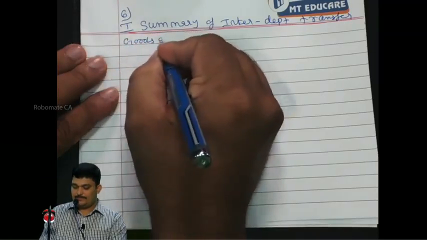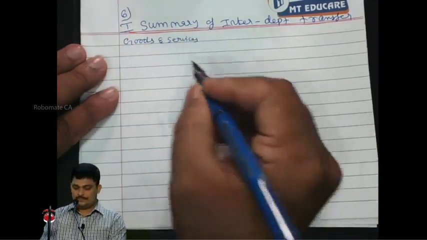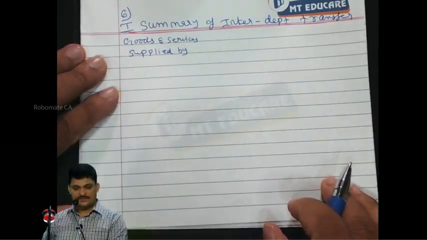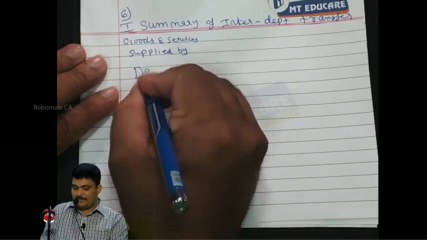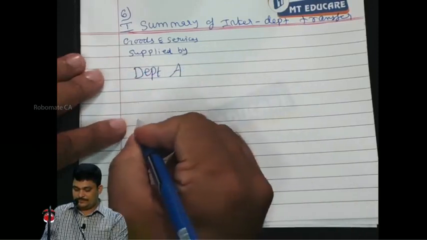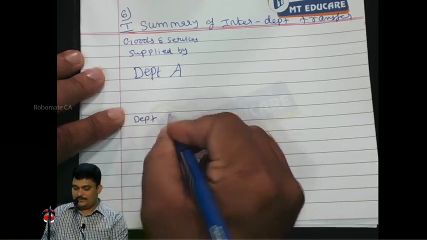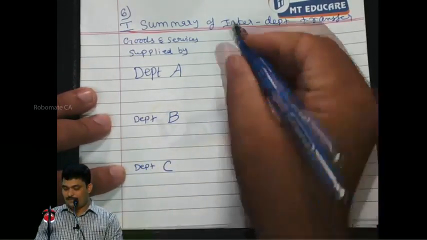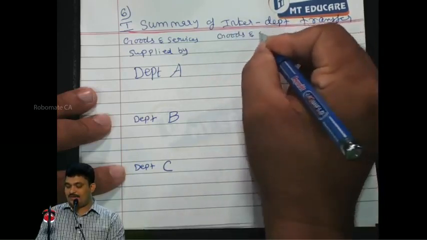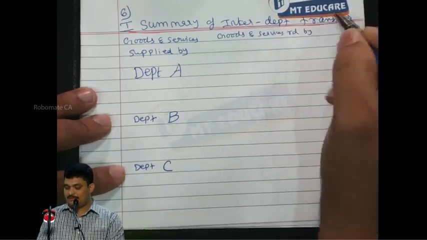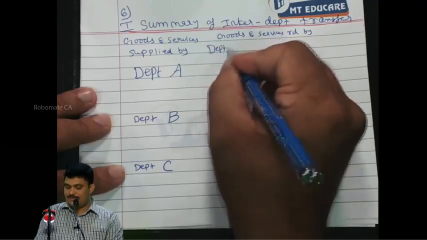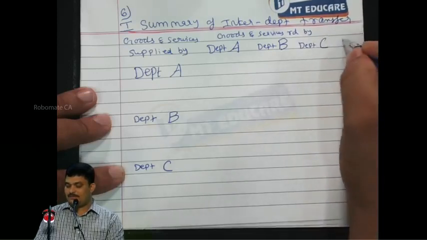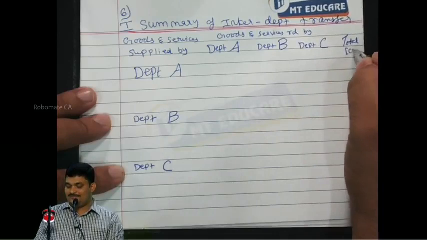Goods and services supplied by Department A, Department B, Department C. Here we will have goods and services received by Department A, Department B, Department C, and the total, which will show credit.